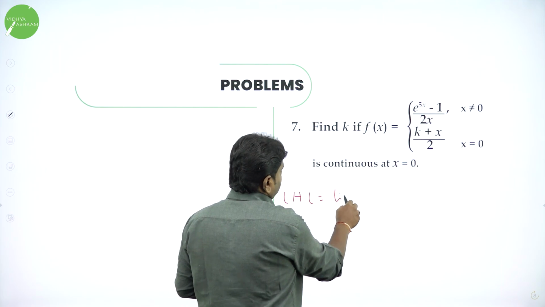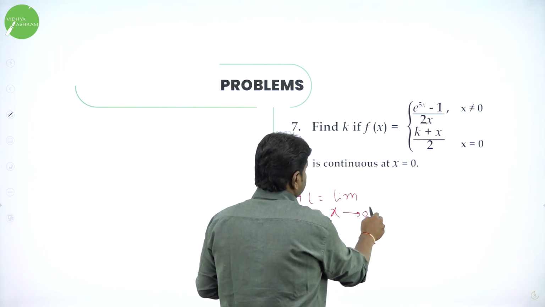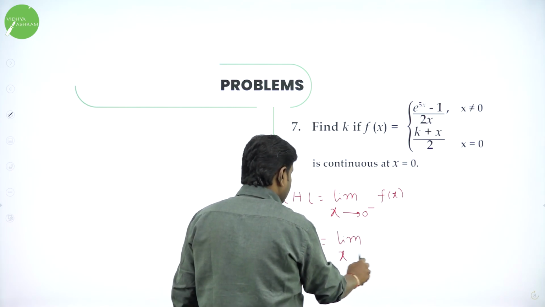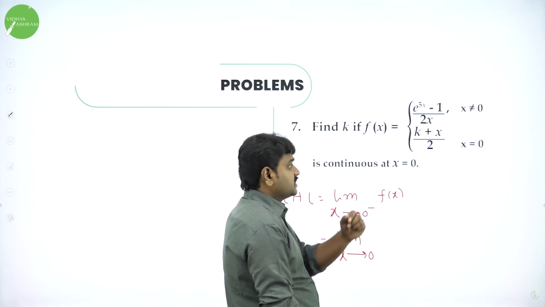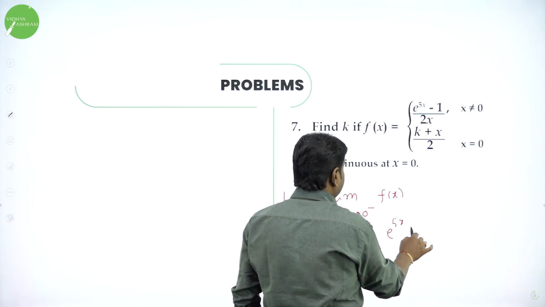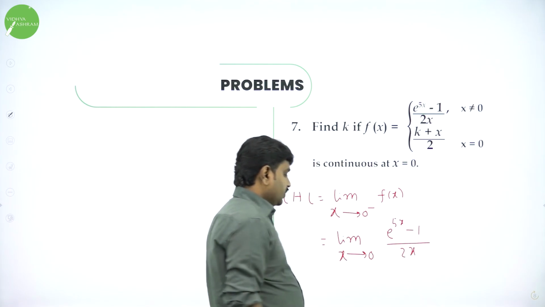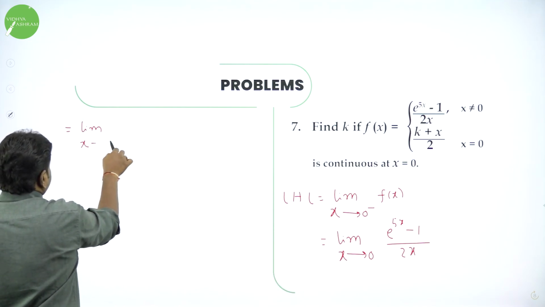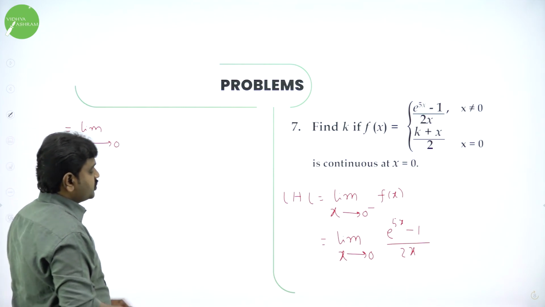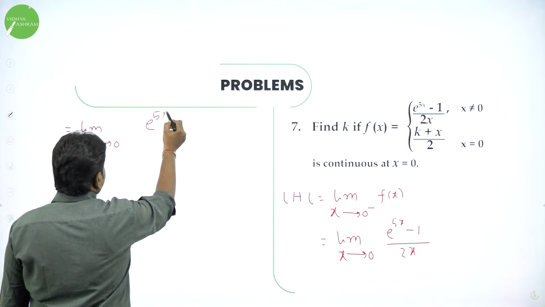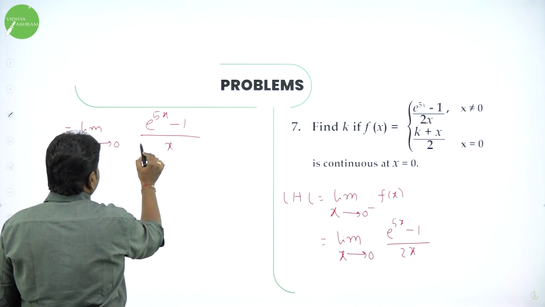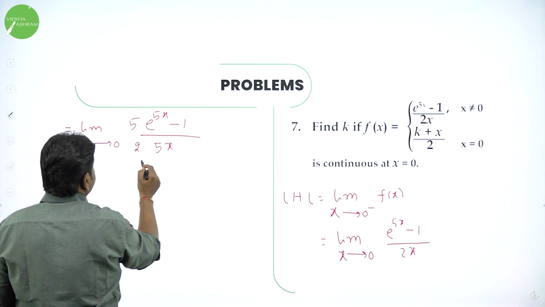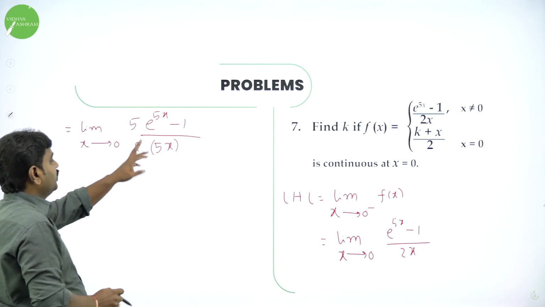What is the LHL? Limit x tends to 0 minus f of x. Minus means choose the function when x is less than 0, which is (e power 5x minus 1) by 2x. Further, it will be limit x tends to 0 of (e power 5x minus 1) by 2x. I will write 2 separately. I will divide and multiply by 5. So can we write it like this? Into 5 divided by 5.